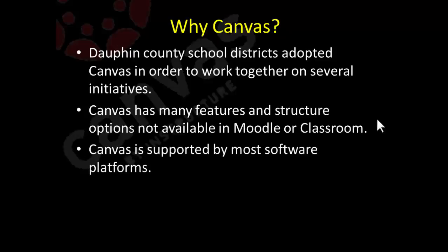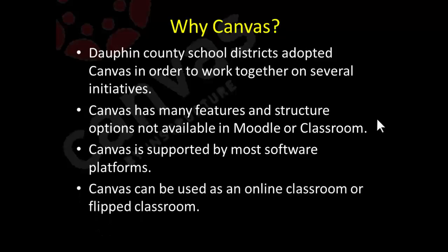Canvas is supported by most software platforms. It can be used on mobile devices and just about anywhere. And Canvas can be used to develop an online classroom or even used as a flipped classroom concept. You can start off by flipping a few lessons, flipping an entire unit, flipping your entire class. So you can use it as much as you would want to or as little as you want to.